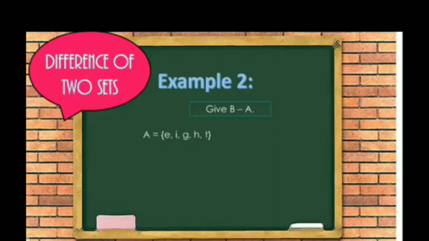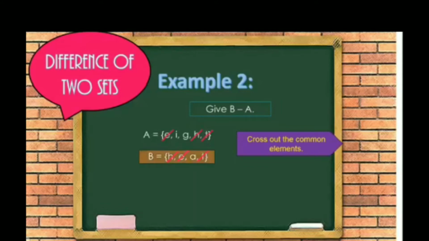So we have the elements of A, which is E, I, G, H, and T. And the elements of B is H, E, A, and T. Now we're going to cross out the common elements. So the common elements are letter E, letter H, and letter T. Now we're going to give the elements of B which is not in A. So we have letter A. Now B minus A is equal to the element of A.